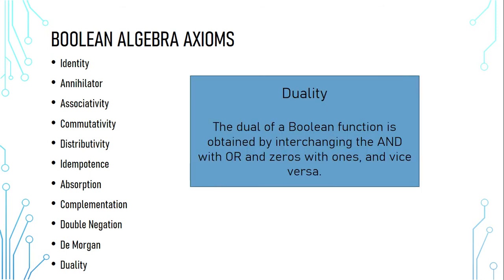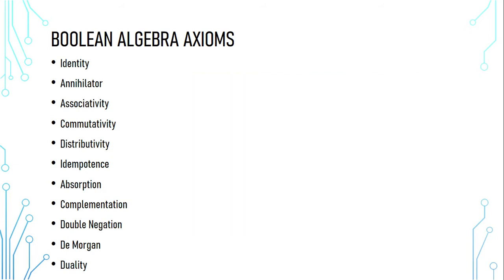Duality. It says that if an expression is valid, the dual of that is valid too, and it is obtained by interchanging the AND operations with OR operations and zeros with ones and vice versa. Note that you can prove all of these laws by using truth tables. And if any of these laws look strange to you and you don't have any intuition about them, just simply draw a truth table and play with zeros and ones until your understanding of them gets better.